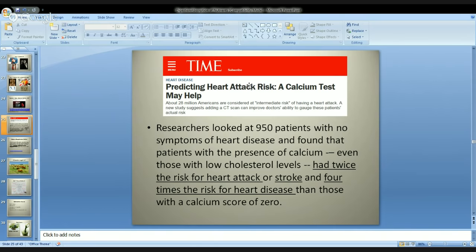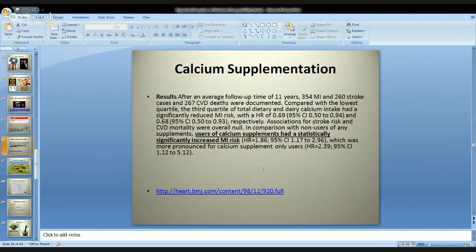And just for some of you that don't know me, I have a very dry sense of humor. It says right here, researchers looked at 950 patients with no symptoms of heart disease and found that patients with the presence of calcium, even with those with low cholesterol, had twice the risk of heart attacks or strokes and four times the risk of heart disease, because when you take calcium without vitamin K2, you can increase your chance of getting heart attacks. Here's another one. Users of calcium supplements had statistically significant increase in myocardial risk, which is heart attack.